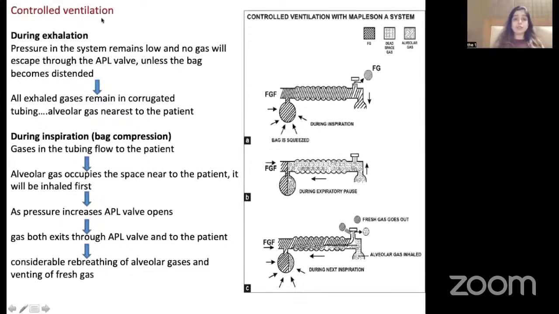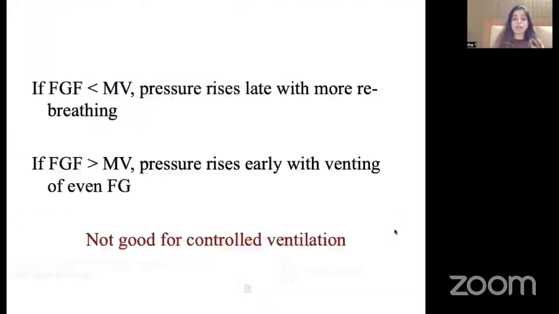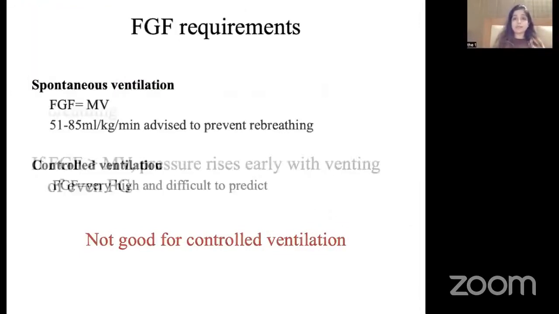Now, the controlled ventilation with Mapleson A. Again, during exhalation, all gases which are exhaled by the patient remain in the corrugated tubing, and the alveolar gas will be near to the patient. So during inspiration, when the bag is compressed, the alveolar gases which are nearest to the patient will be inhaled first. And as the pressure increases, gases will be vented out. The alveolar gases and the dead space gases, along with the fresh gas flow, will go to the patient, as well as be vented out through the APL valve. So Mapleson A is not good for controlled ventilation.